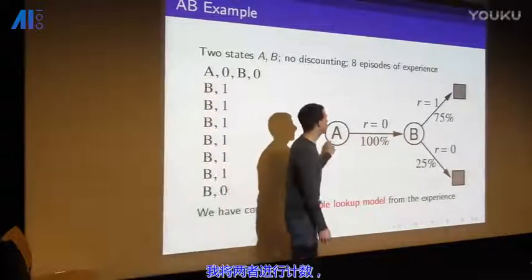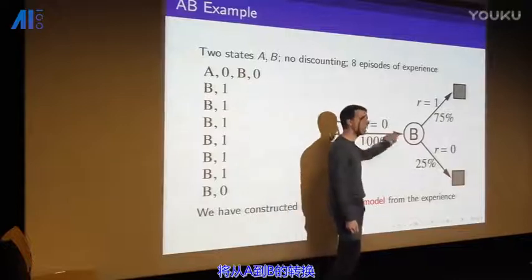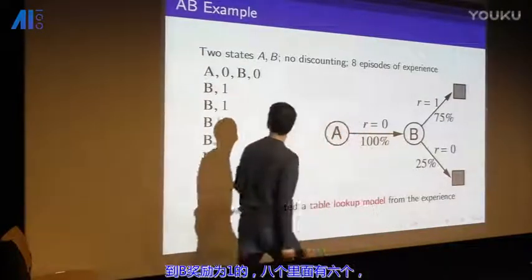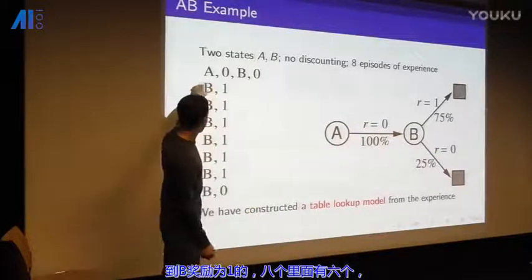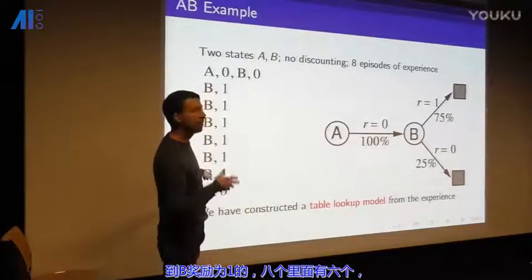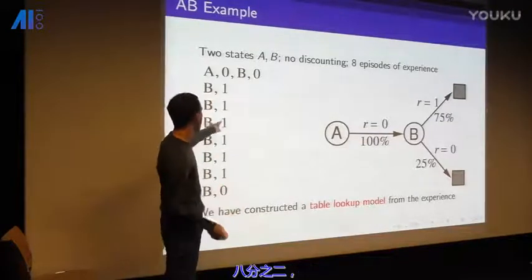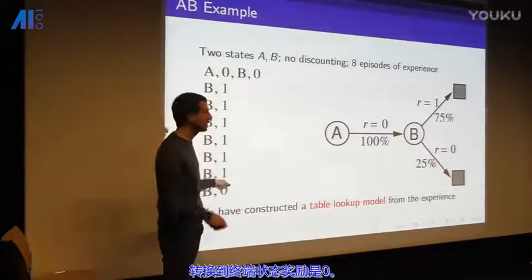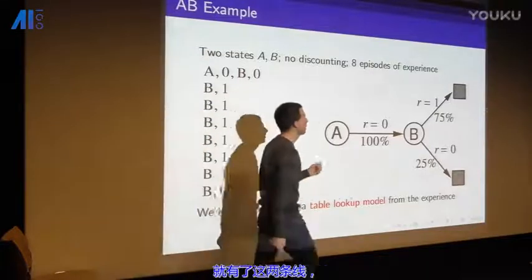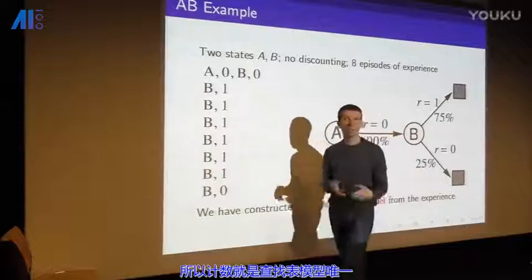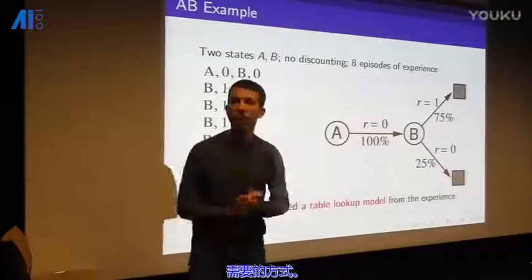So if I count those things, I can make this transition here to say 100% of the time I transition from A to B. And I can count that from B, on 6 out of 8 of my occasions, I transition to the terminal state with a reward of 1. And on 2 out of 8 occasions, I transition to the terminal state with a reward of 0. That gives me these two arcs here. So it's just counting. That's all that's required to make a table lookup model.